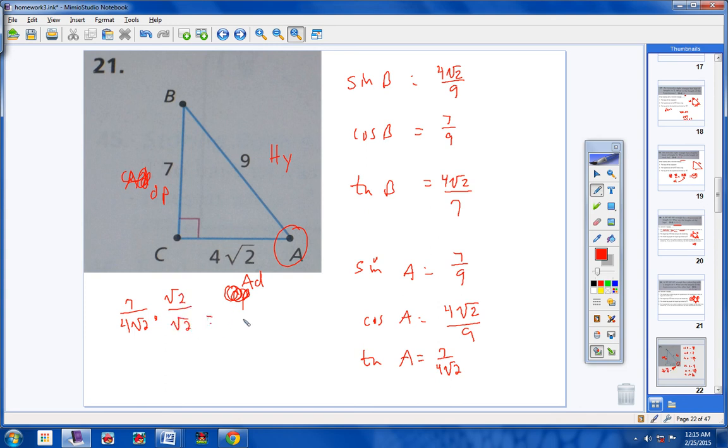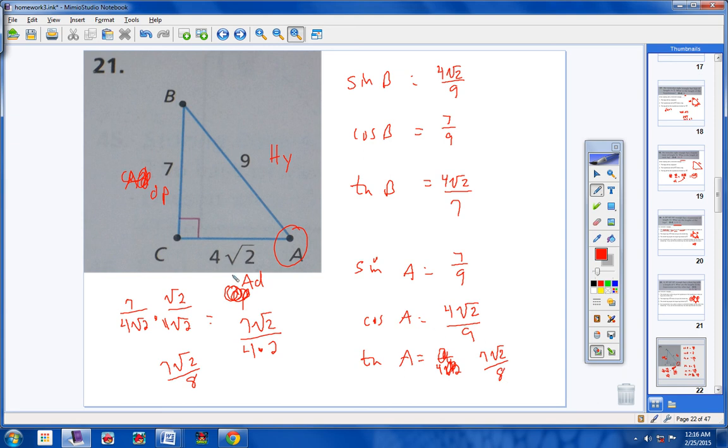7 times the square root of 2 is 7 square root of 2. And there's a 1 right here. So 4 times 1 is 4. And then square root of 2 times square root of 2 is just 2. So you multiply those, and you get an 8. So 7 square root of 2 over 8 would be the answer for tangent of A. 7 square root of 2 over 8.